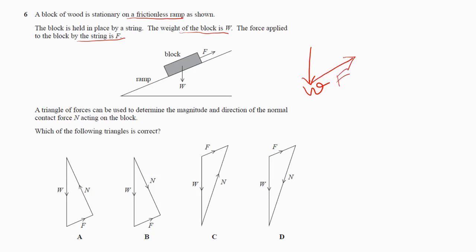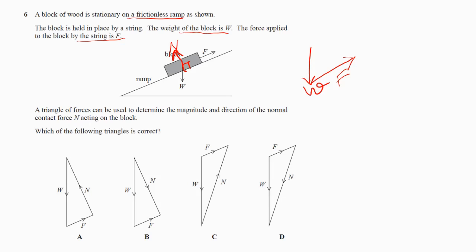Then what about the normal reaction? The normal reaction is the force exerted by the inclined plane on the body, which should always be perpendicular to the plane. Okay, so we know the three forces and their directions. Weight is vertically downward. In all the choices the direction of weight is correct, that is vertically downward.